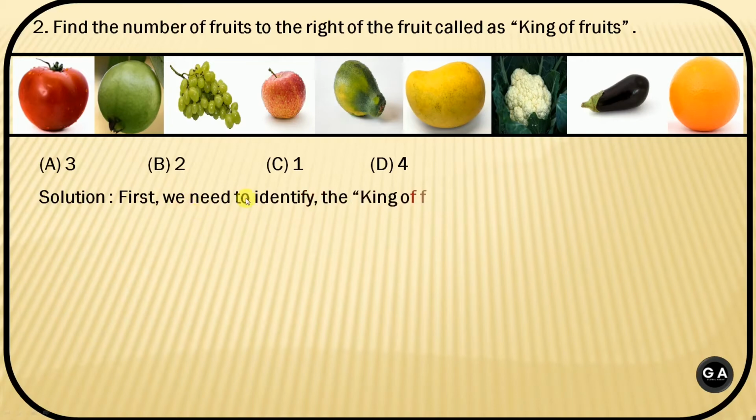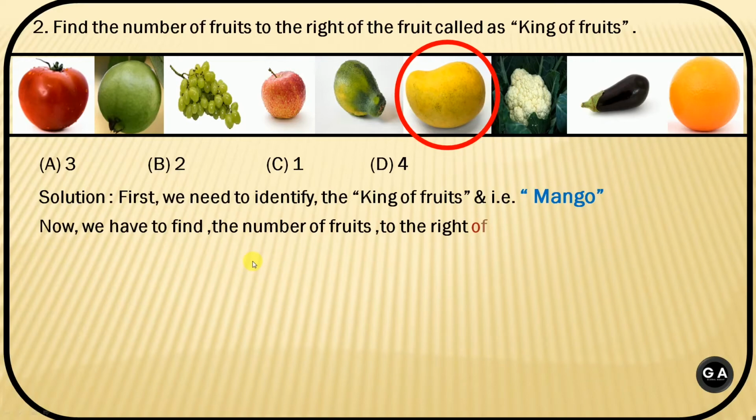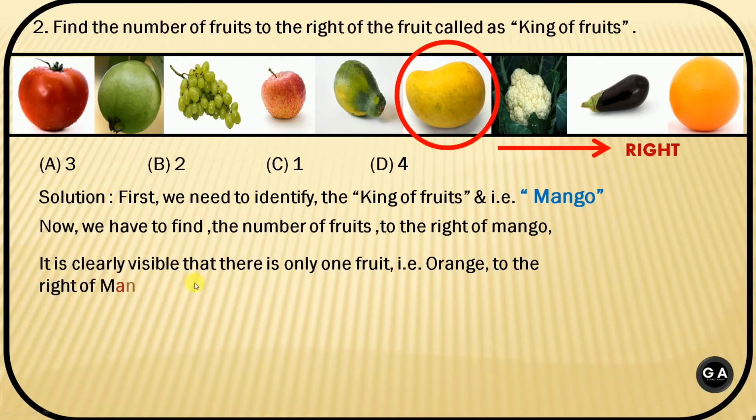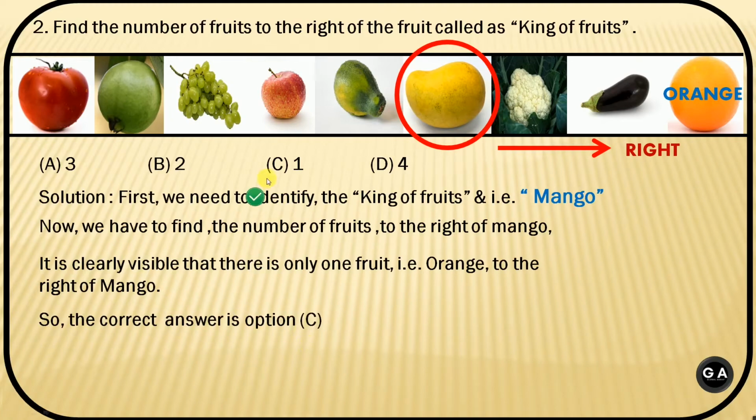Solution. First, we need to identify the king of fruits, and that is mango. Here is the mango. Now we have to find the number of fruits to the right of mango. So this is the right hand side and this is the left hand side. It is clearly visible that there is only one fruit, and that is orange to the right of mango. So the correct answer is option C.